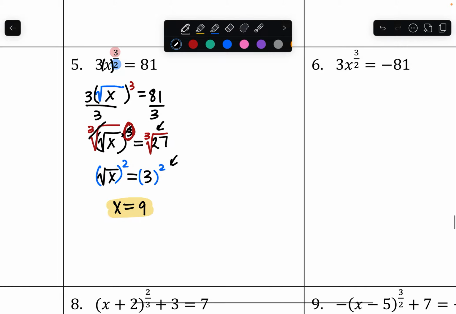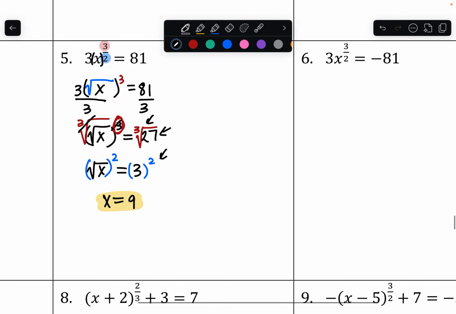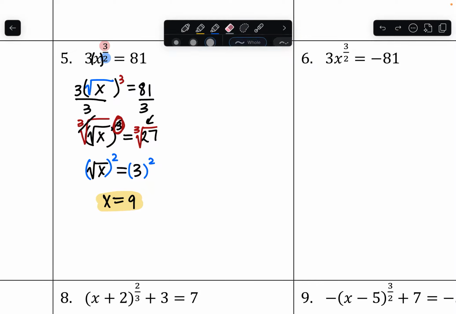You don't want to square then cube root. Could you imagine trying to square 27 and then trying to cube root that? It would be very difficult to do without a calculator. And so something you'll hear me say often is root it before you raise it. So root it before you raise it to a power.